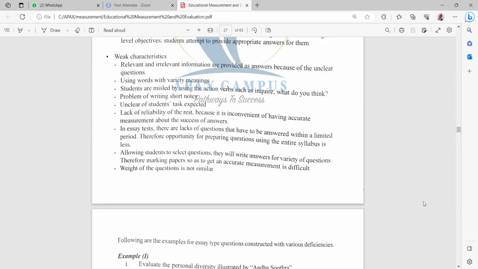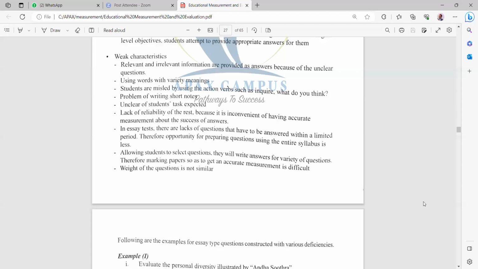So because it's a limited period, we can include just a limited number of questions. So then we have to select from the syllabus also, right? From the syllabus, we have to select the most important things and prepare the questions, prepare the paper.